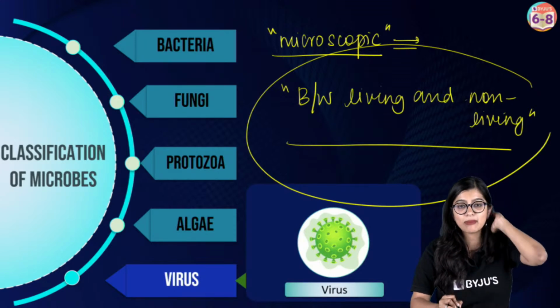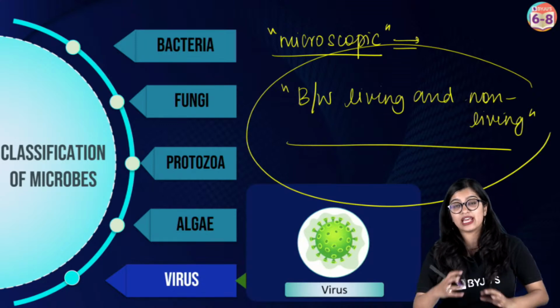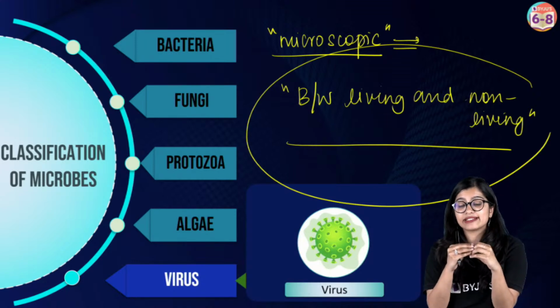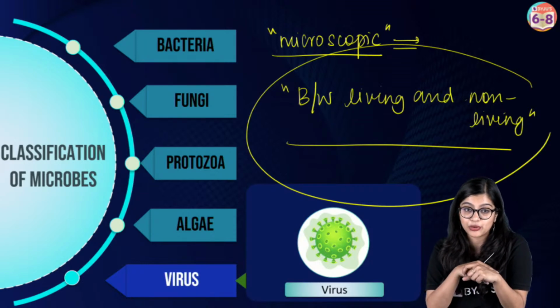Ma'am, how do microorganisms make more of themselves? See, we will learn in the reproduction chapter. There are various ways in which a single organism will make more of itself, and we call this asexual reproduction, which we will do.